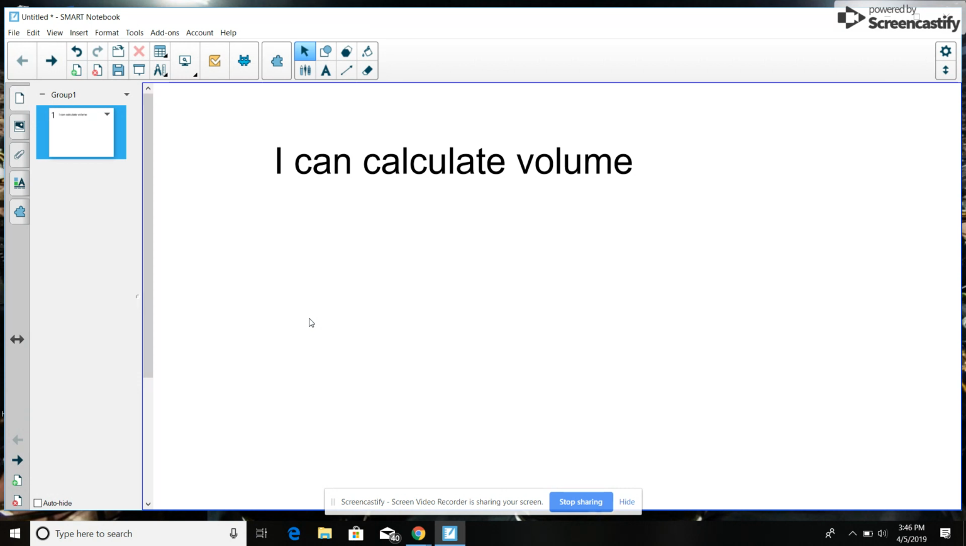So let's talk about a couple of things here first. One of those things would be when we're looking at volume, we're going to be looking specifically only at three-dimensional rectangular prisms, so something that's made out of rectangles or squares.